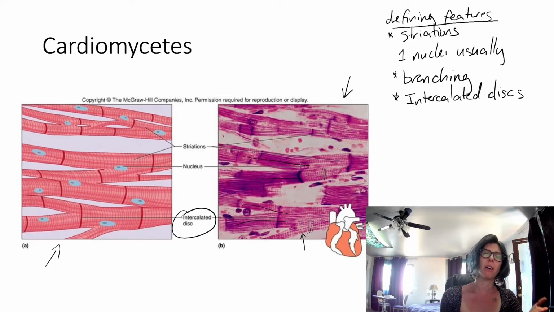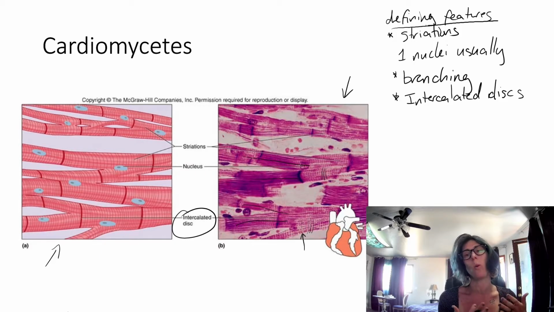And the reason the heart has this coordinated movement is because of these intercalated discs and the special features between these heart cells, between these cardiomyocytes, that allows the cardiomyocytes to really communicate well with one another. Now, the heart doesn't rely on our nervous system to beat.